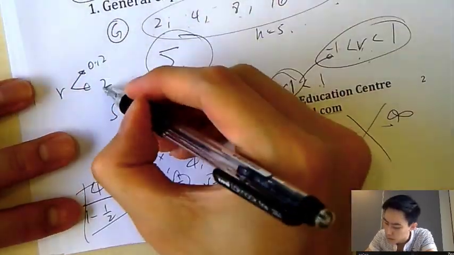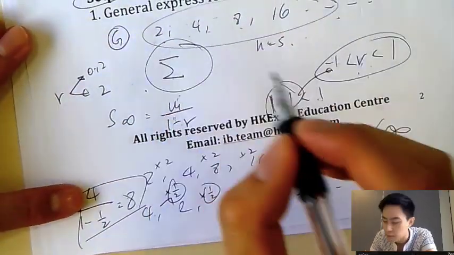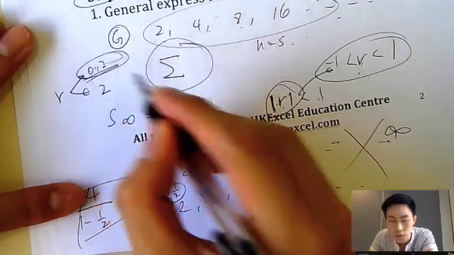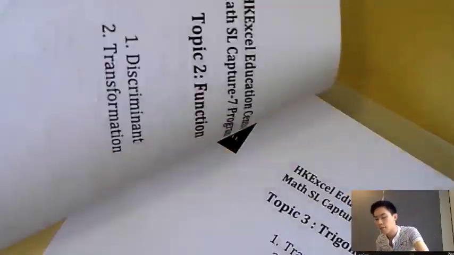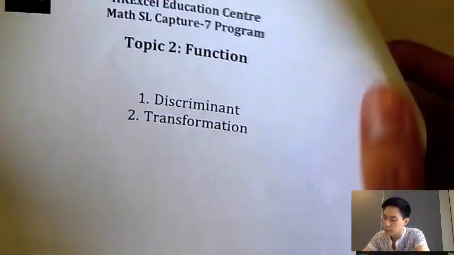Okay, then for this case, if they mention sum to infinity, then you have to choose 0.2 because it's between -1 and 1, okay? Yeah, this is all about topic 1. And then for topic 2, function.